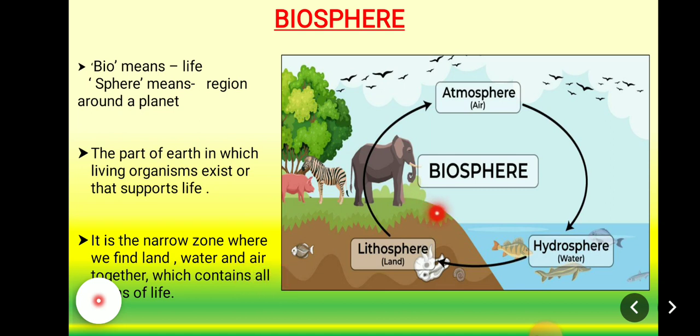Here in this picture, you can see the lithosphere, the land where the terrestrial organisms survive, then the hydrosphere where the aquatic organisms survive, and the atmosphere where the birds are present. So everywhere life is possible, whether it is land, water, or air, and this makes the biosphere. Bio means life, wherever life is possible, and sphere means the region around the planet. So it is the biosphere.